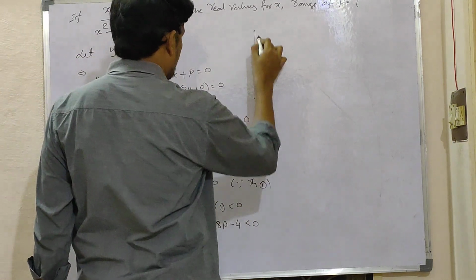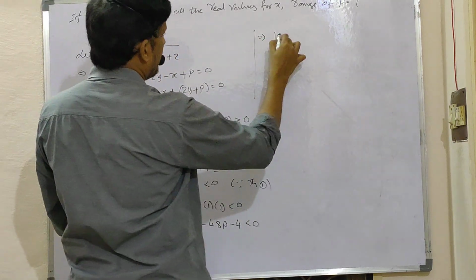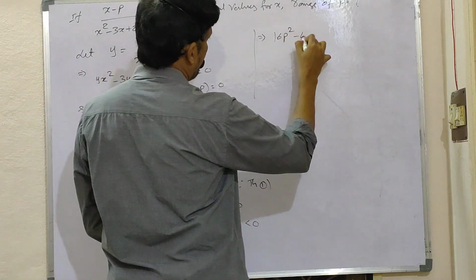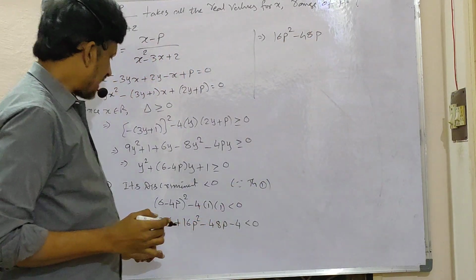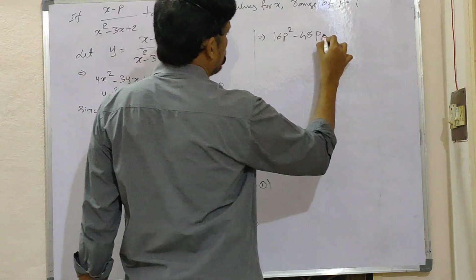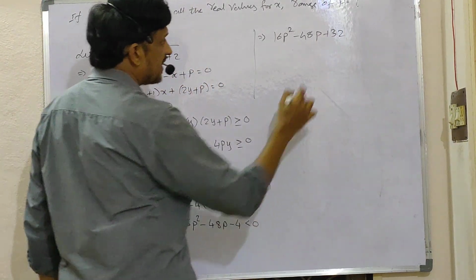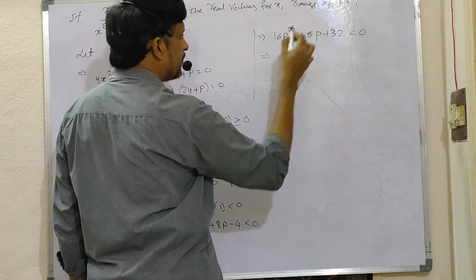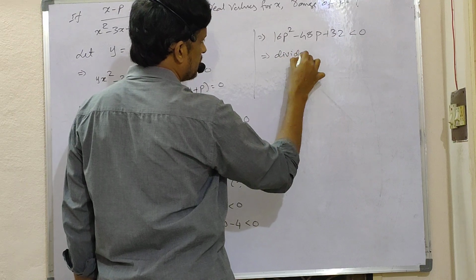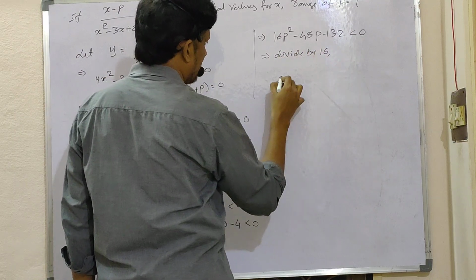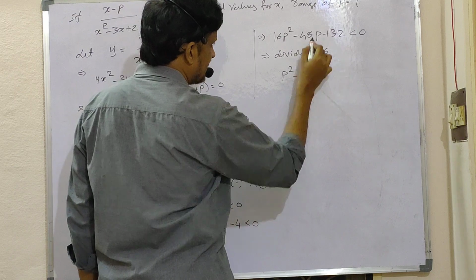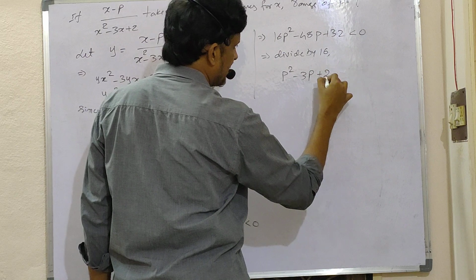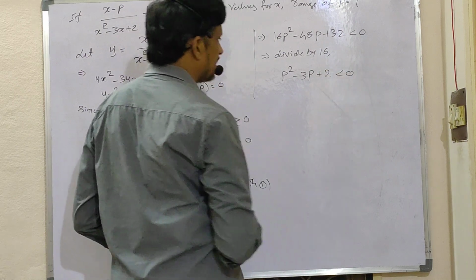So there you are getting 16p square minus 48p, 36 minus 4 will be 32, is less than 0. So you can observe the quotients 16, 48, 32, these all are multiples of 16, so divide by 16. Then you are getting p square minus 3p, since 3 times 16 is 48, plus 2, since 2 times 16 is 32, is less than 0.